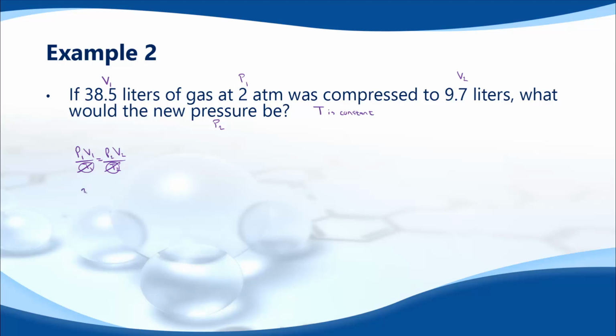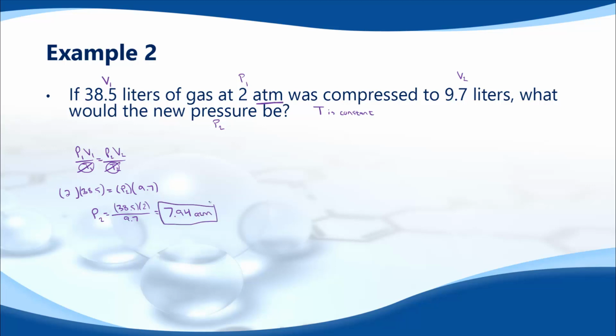We just plug it in, so 38.5 liters. P1 is 2 atmospheres equals pressure 2, which we're solving for, times V2, which is 9.7. So we're going to get P2 is 38.5 times 2 over 9.7. And that is going to give us an answer of 7.94. Now the unit we are working with for pressure, again, was atmosphere. It's going to be the same on both sides. So ATM.